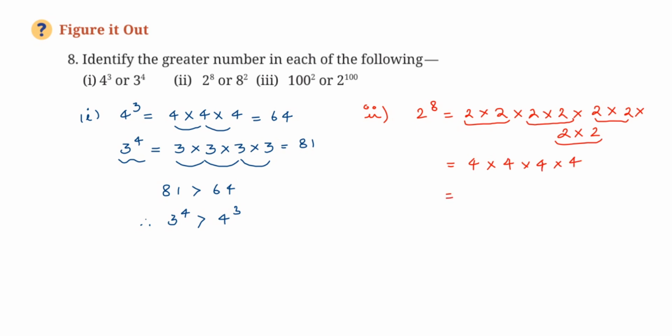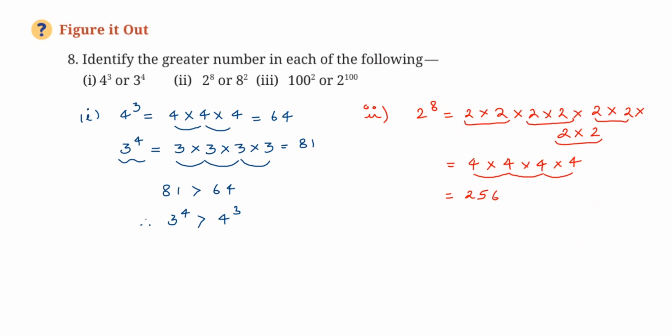So 4 times 4 is 16. 16 times 4 is 64. 64 times 4 is 256. So let me just recheck it again. So 64 times 4. 4 4s are 16. 4 6s are 24. Plus 1 is 25. So it is 256. That is correct.